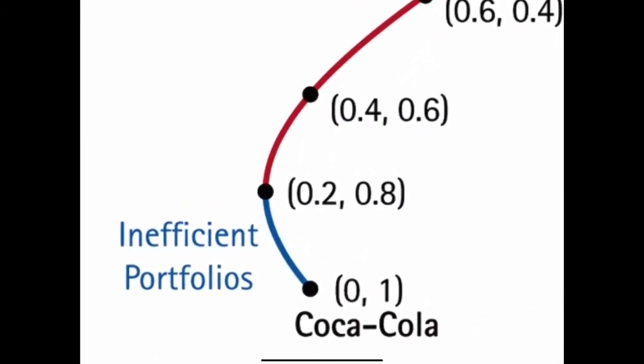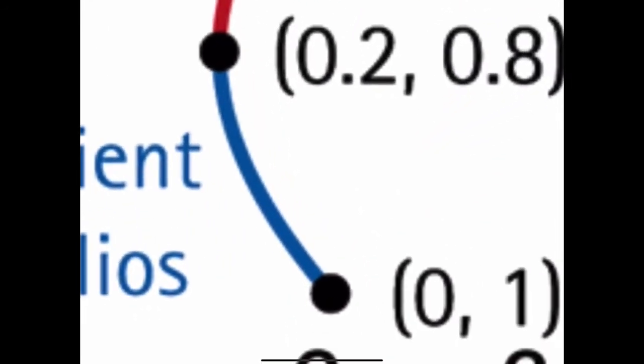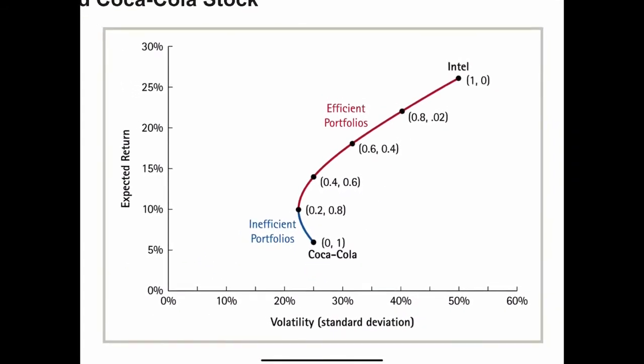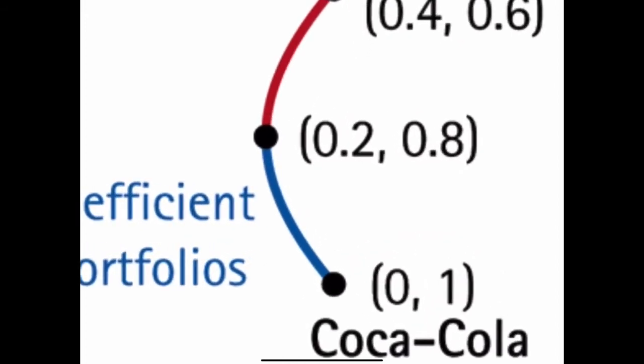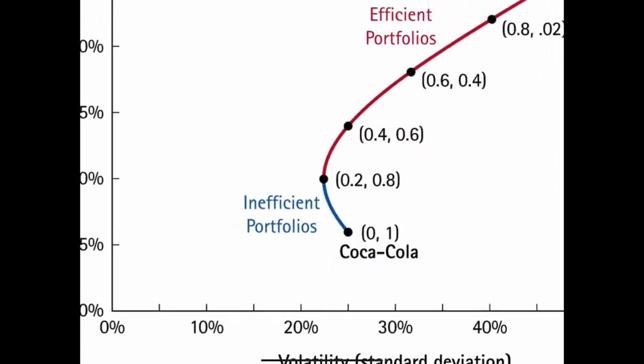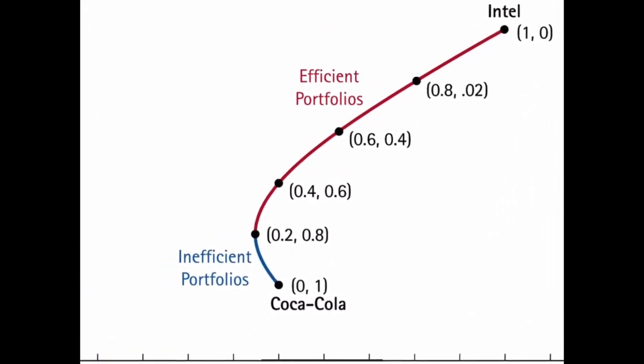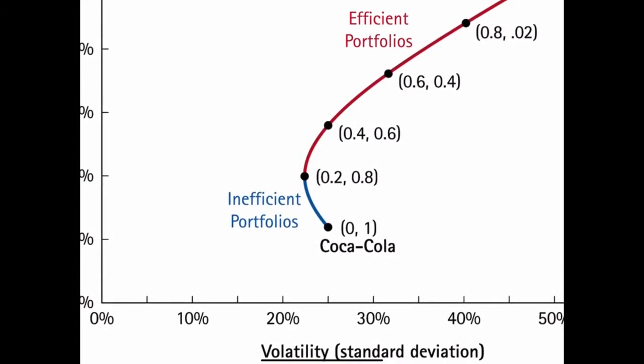So that's why this segment over here is inefficient. But along this red line over here, we call those efficient portfolios. Because given what you have with Intel and Coca-Cola, you really cannot get any better outcome than what's over here. Let me repeat that again. This blue line represents the inefficient portfolios. Which means the weights between 0 to 20% in Intel and between 80% to 100% in Coca-Cola are, relatively speaking, inefficient compared to the red line, because you could do better by lowering your volatility or keeping the same volatility with a higher return.